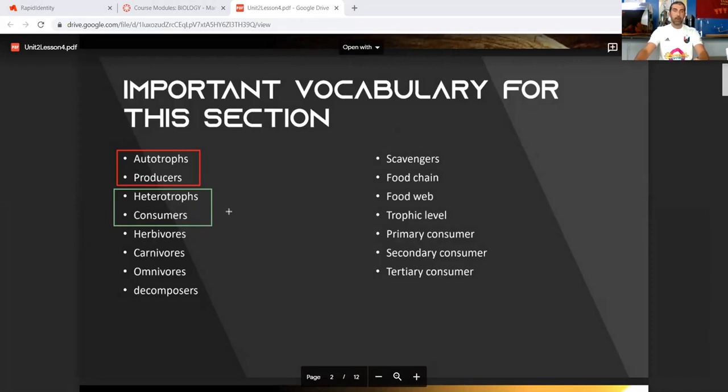We talked about heterotrophs and consumers being the same thing. And then we talked about how all of these things, herbivores, carnivores, omnivores, decomposers, are all different types of consumers, as well as a scavenger. Now, I did briefly mention yesterday a food chain and a food web, but I said I was going to leave that pretty much to today. So this is what we're going to focus on today: the food chain, the food web, and what a trophic level is, primary, secondary, and tertiary consumers. Okay, let's go ahead and jump into that.